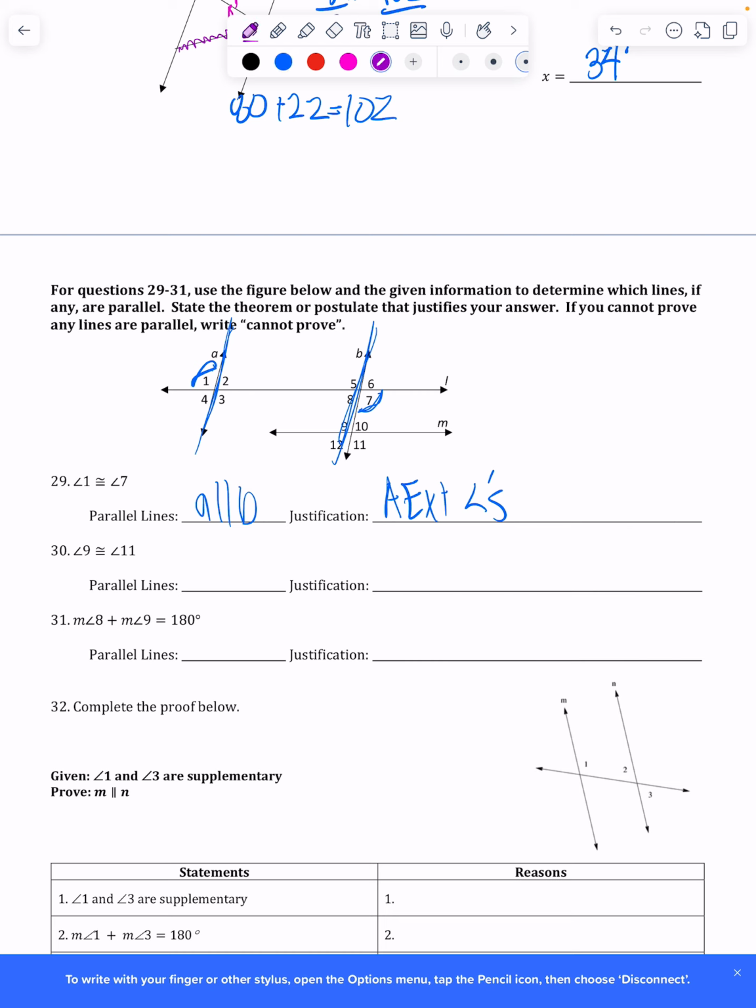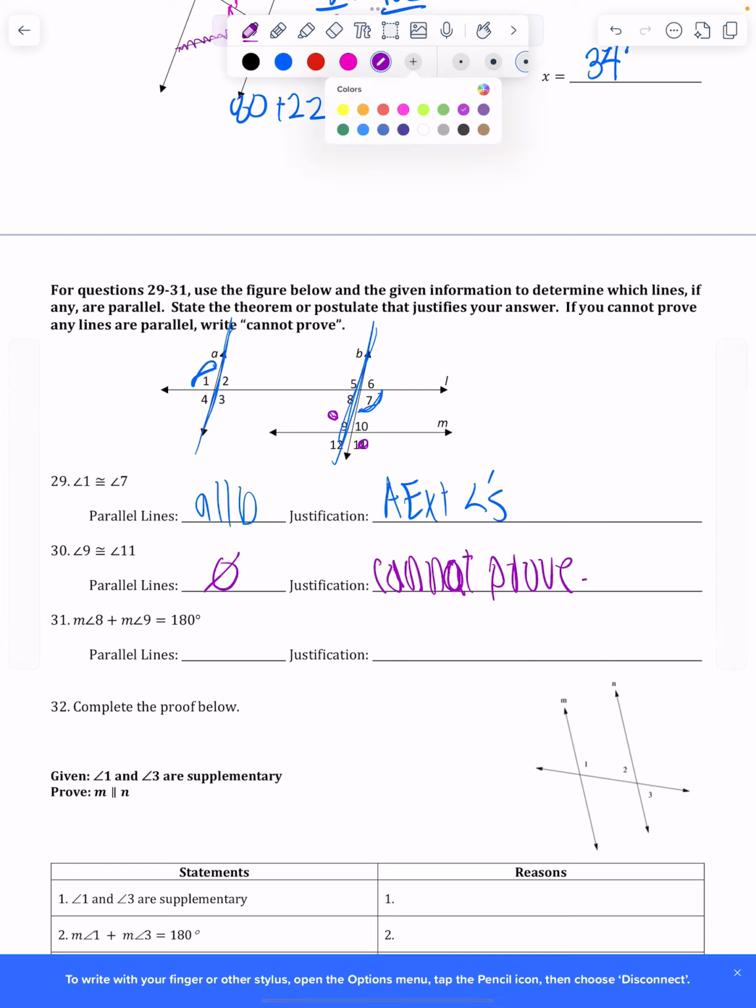Okay, over here, it tells us about 9 and 11. So here's 9 and here's 11. Well, those are vertical angles, but they can't prove lines parallel. So cannot prove.